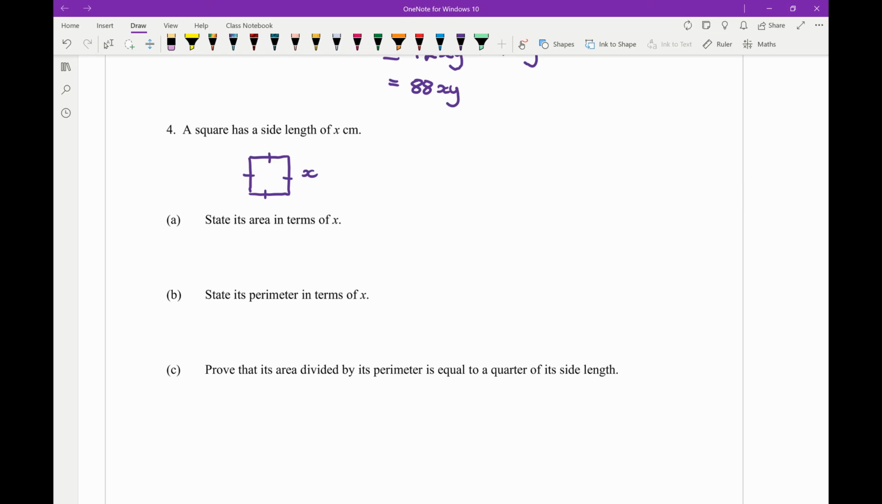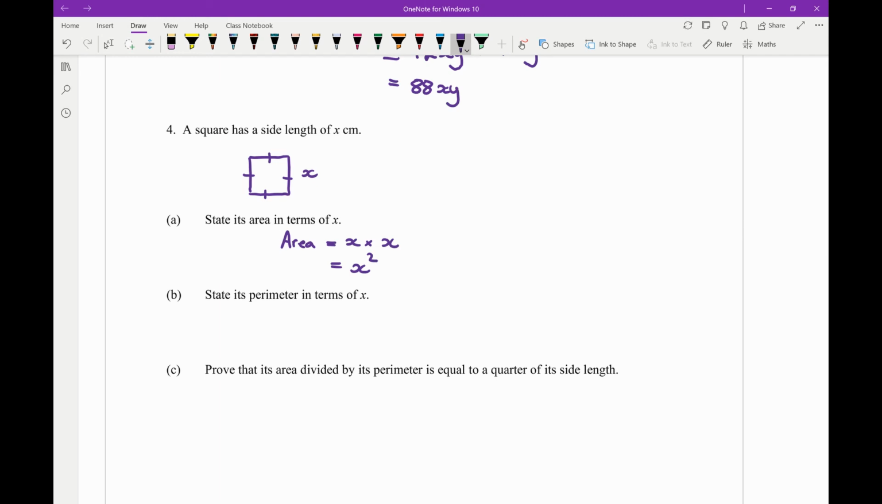Now the area of a square is the side times the side. So that means x times x. So I'm going to write A for area is equal to x times x, or otherwise known as x squared.